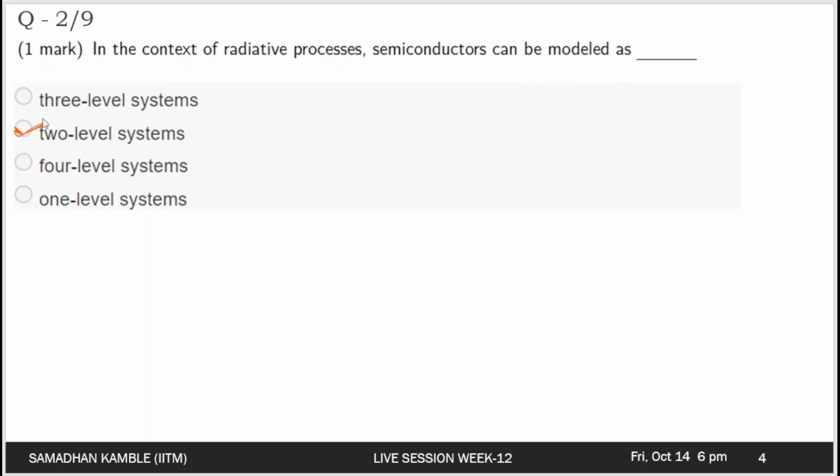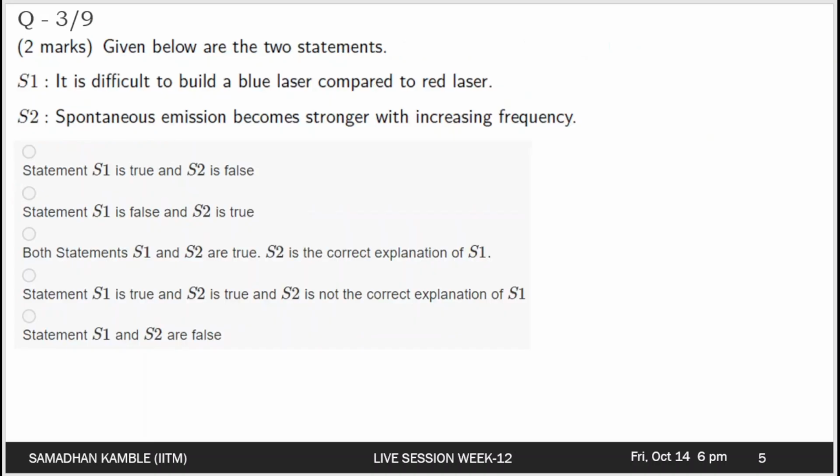This is fairly straightforward. Let us move then to question number 3. Okay, so this is a 2-mark question. There are two statements given, statement number 1 and 2. So we have to analyze these two statements and tick the correct answer.